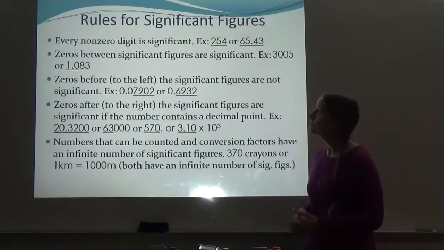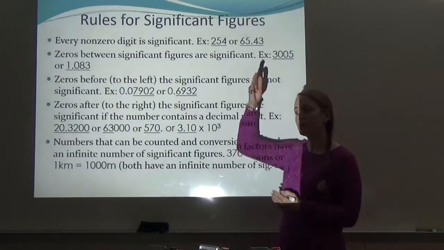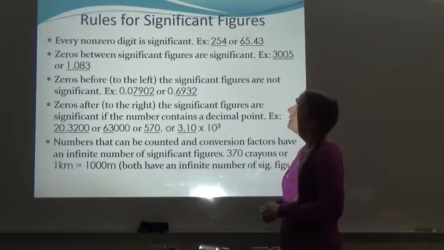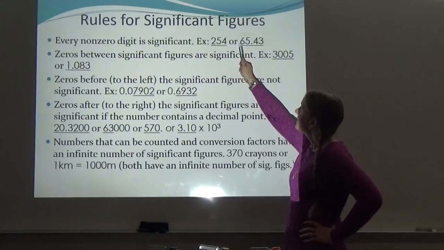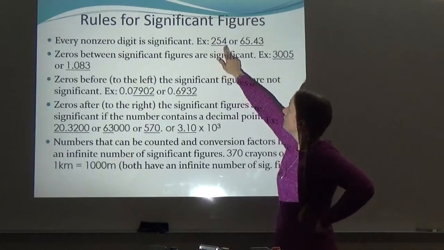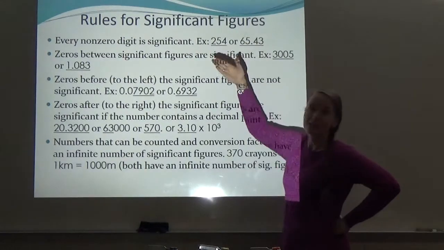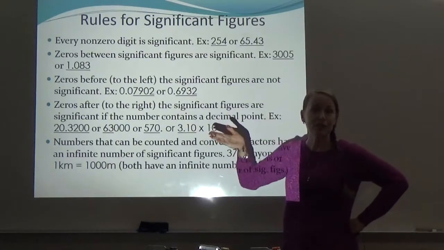So there are some rules for telling if a number is significant or not. And by a number, I mean a digit, because we're going to look at each digit separately. So every non-zero digit is always significant. What I've done in my examples is underline anything that is significant. So 254, those are all significant because they're not zeros. 65.43, they're all significant because they're not zeros.